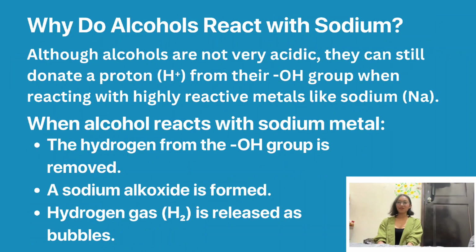The reaction of alcohols with sodium metal, or Na. So why do alcohols react with sodium? Although alcohols are not very acidic, they can still donate a proton, or H plus, from their hydroxyl group when reacting with highly reactive metals like sodium. So when alcohol reacts with sodium metal, the hydrogen from the hydroxyl group is removed, and then a sodium alkoxide is formed. Lastly, hydrogen gas is released as bubbles.